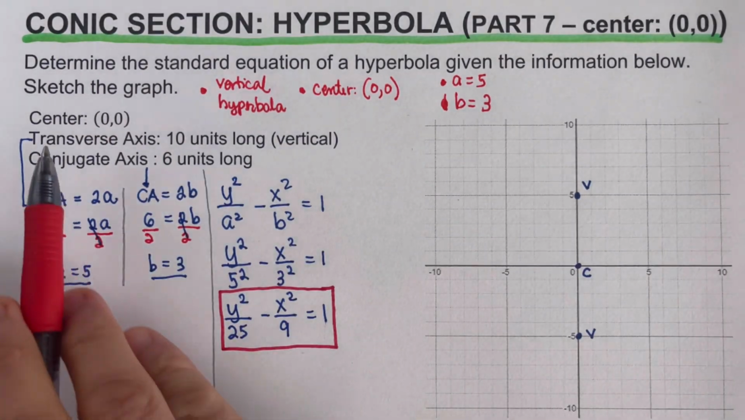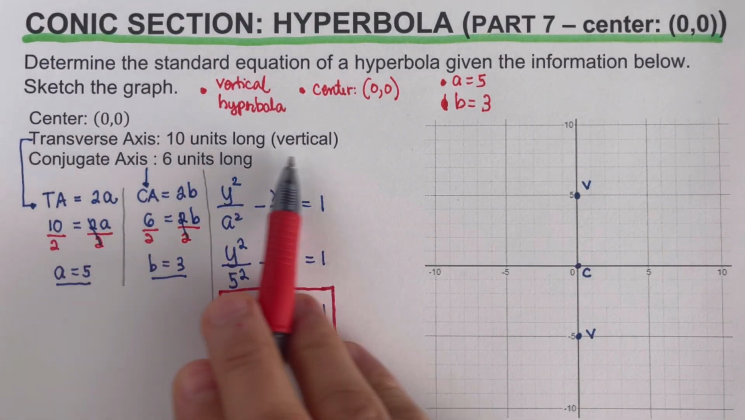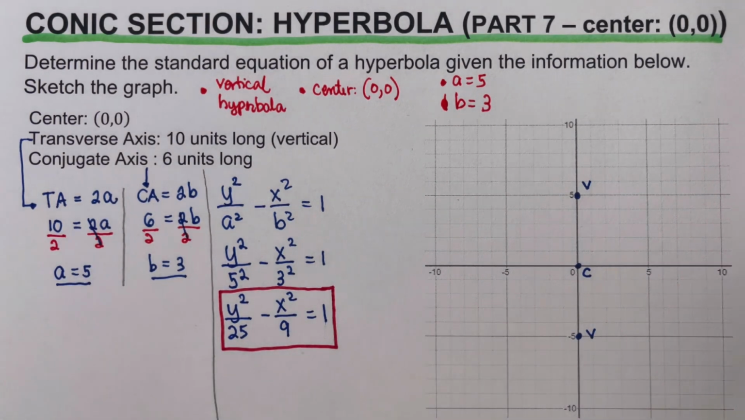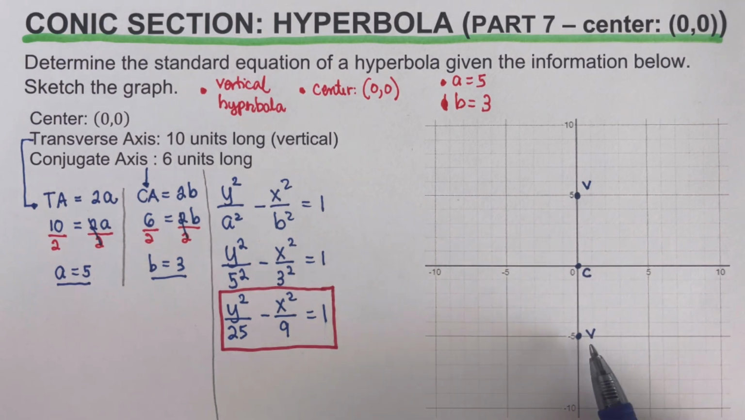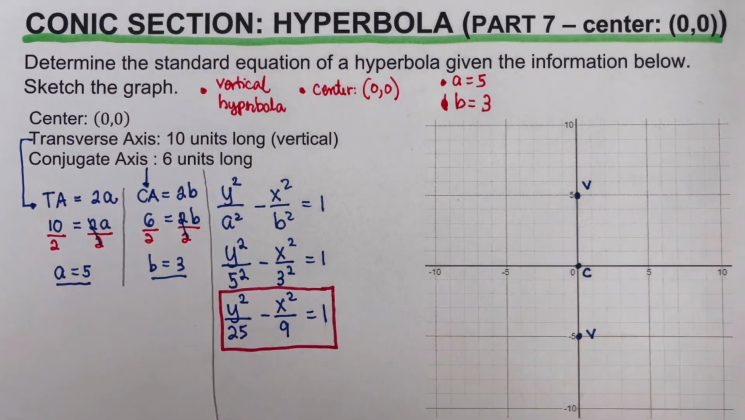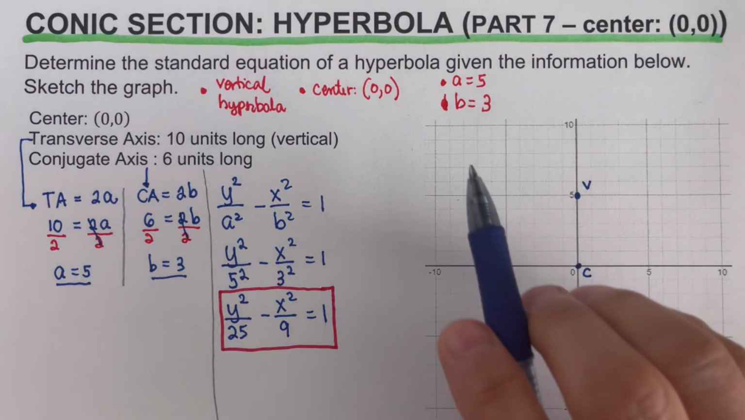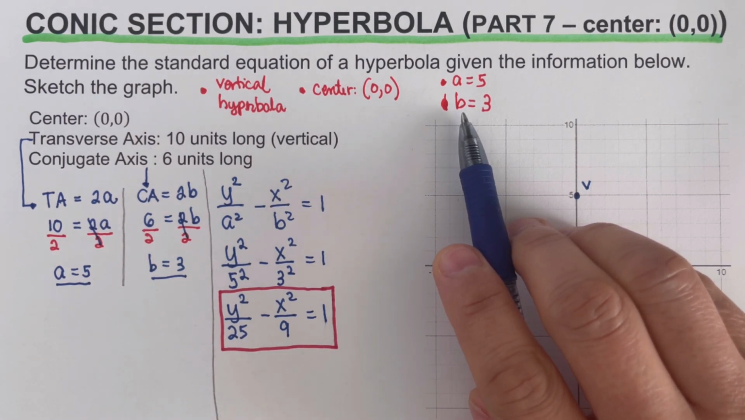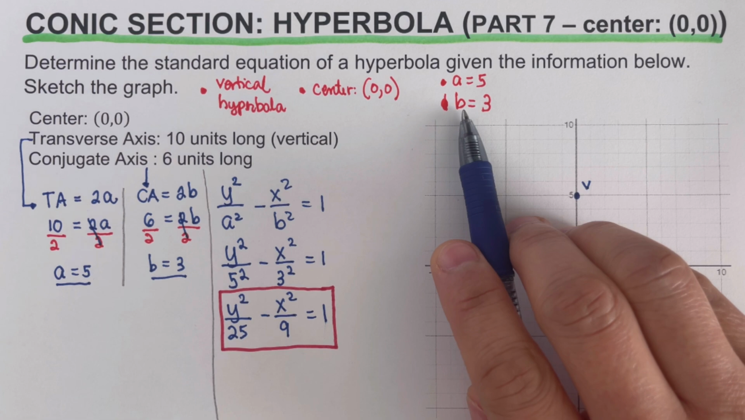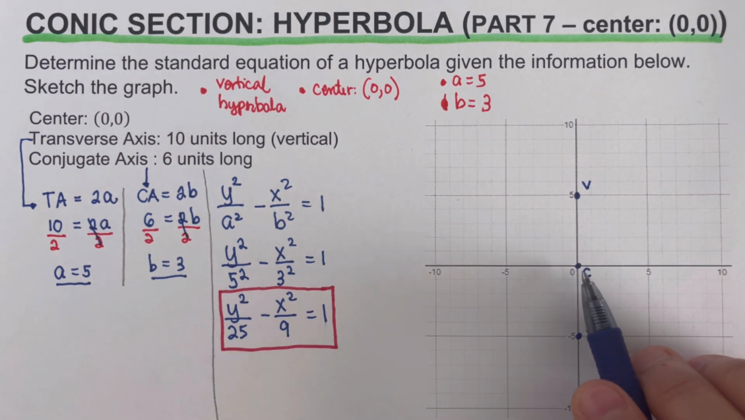So this is the equation for this problem that we have up there. Now we are supposed to sketch this graph. So we already have the vertex up here, and we are going to plot the co-vertices. We remember that the distance from the center to the co-vertex is represented as letter B, and so our B is 3. So I go ahead and count 3 to the left and 3 to the right.